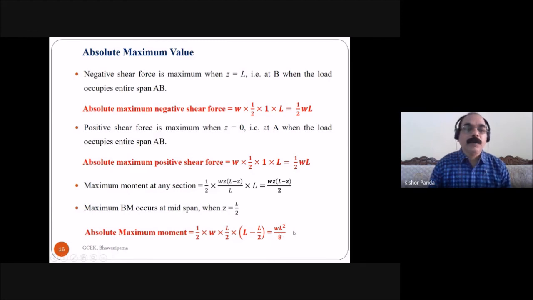So you will get the absolute maximum bending moment at the midspan of the beam AB when the UDL is present throughout the length AB. When the UDL occupies the entire span AB, at the midspan you will get the absolute maximum bending moment. This is equal to WL square by 8.